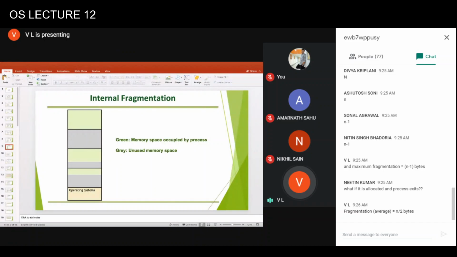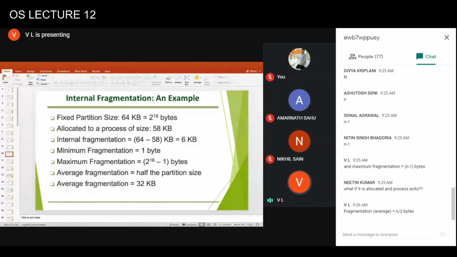No, but there is another problem that we have not realized. We'll come to that later on. So this is an example of fragmentation. Let's say the fixed partition size is 64 kilobytes and a process has been allocated 58 kilobytes. So out of 64 kilobytes, 58 kilobytes are in use and 6 kilobytes are being wasted. That's what we discussed right now, minimum fragmentation. Anyhow, any questions till now?